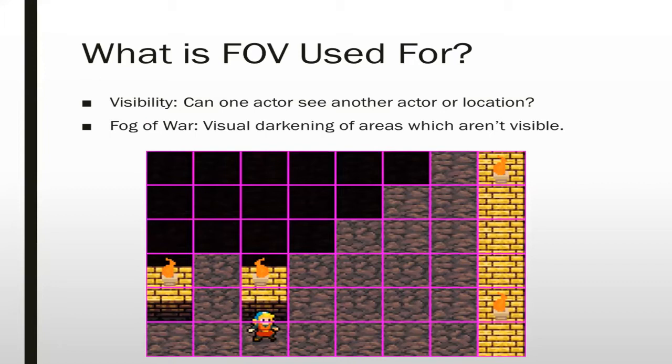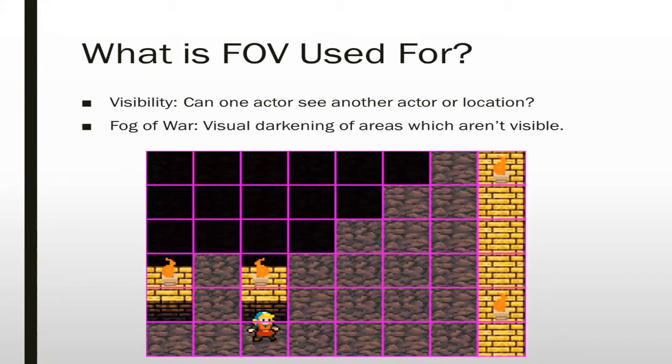Games generally use field of vision for two major purposes. Firstly, to provide rapidly accessible visibility information, to be able to determine, for example, if one game actor can see another game actor or a particular location. And field of vision is also used to display something called a fog of war to the game's player, which is a visual darkening of areas that aren't visible to the player character. The fog of war can be seen in this scene here with the darkened cells.